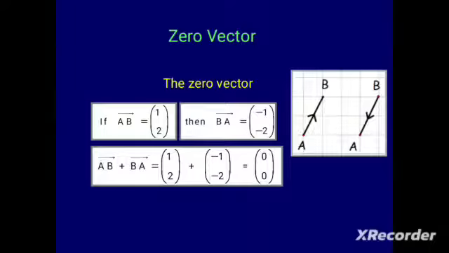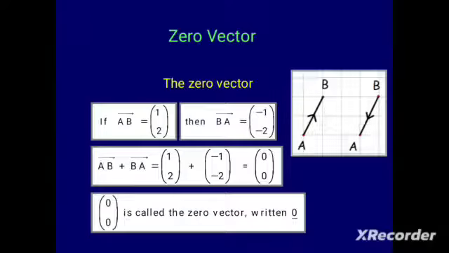So therefore, we can sum up. We have vector AB plus vector BA. We have (1, 2) plus (-1, -2). That will give us (0, 0). And that is what proves what is called the zero vector. Now, (0, 0) is called the zero vector, written as zero vector. That underlined part shows the vector part.